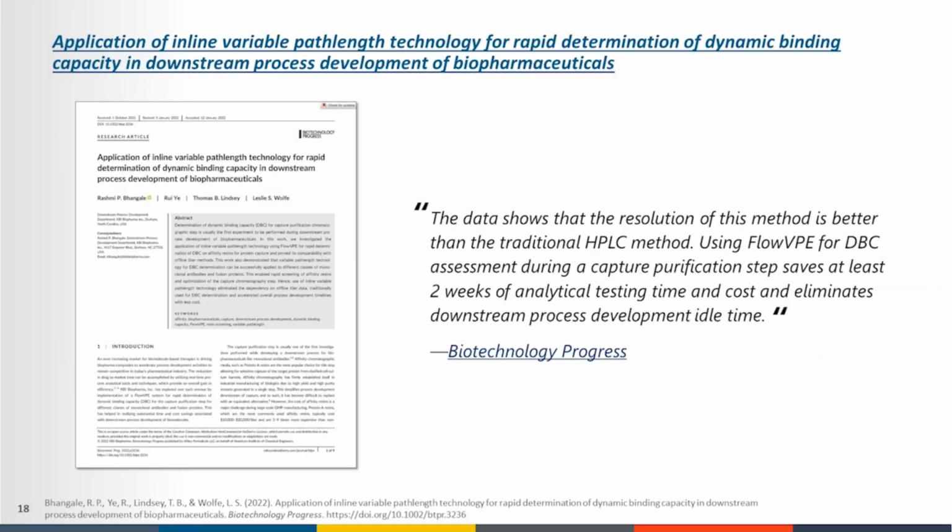ABI released a paper earlier this year to outline their work. It's available on the link here. And the quote at the end that I'll just read out is, the data shows that the resolution of this method is better than the traditional HPLC method, which to me is very important. Using FlowVPE for DBC assessment during the capture purification step saves at least 2 weeks of analytical testing time and cost and eliminates downstream process development idle time, meaning you don't have to wait for those samples. You can get the job done on your own without sending samples off to the analytical labs, and you're saving your colleagues in analytical a lot of time for these measurements.